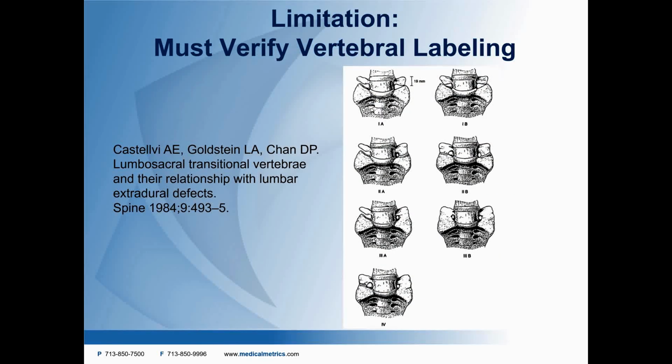The other important limitation with SPSI is that when a clinician gets a SPSI report, they must verify that the vertebral labeling is the same as they have been using. The SPSI report includes an image of the patient's spine with the vertebral labeling that was used to generate the report. This is necessary due to the possibility of transitional vertebrae, sacralized lumbar vertebrae and lumbarized sacral vertebrae.